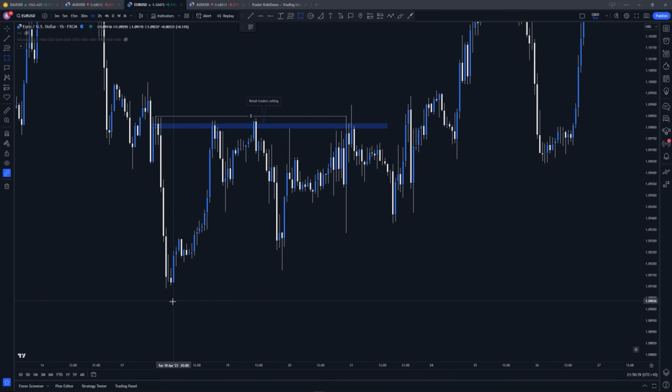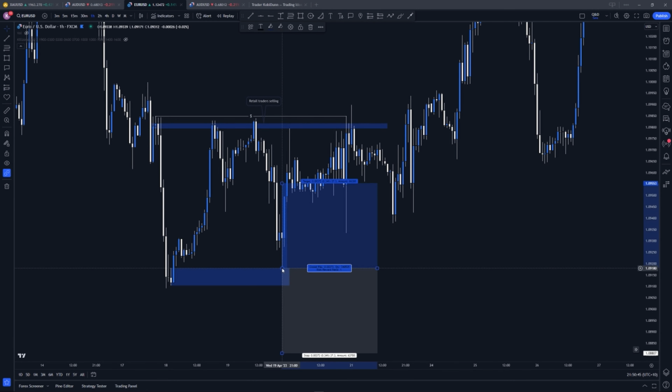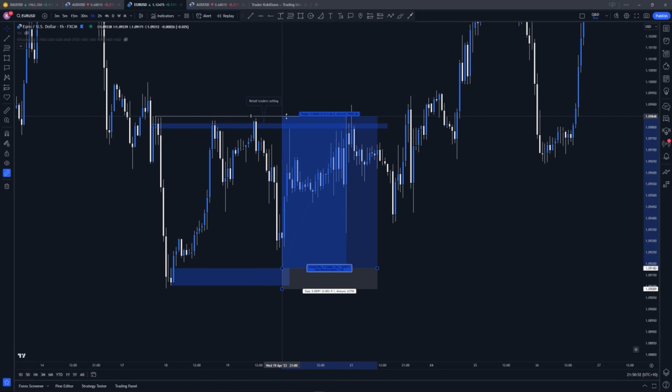So what we need to do now is identify our demand zone. And we basically just set our limits at this area of interest that we have. And we want to target these equal highs for our take profit.